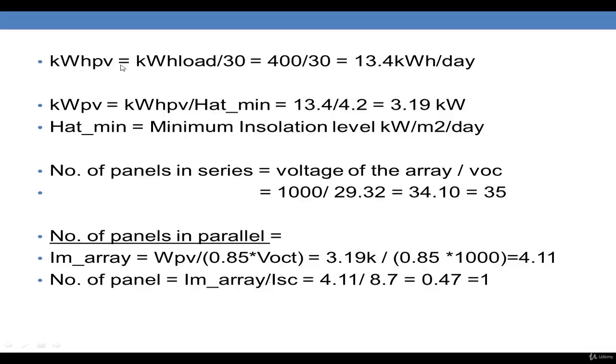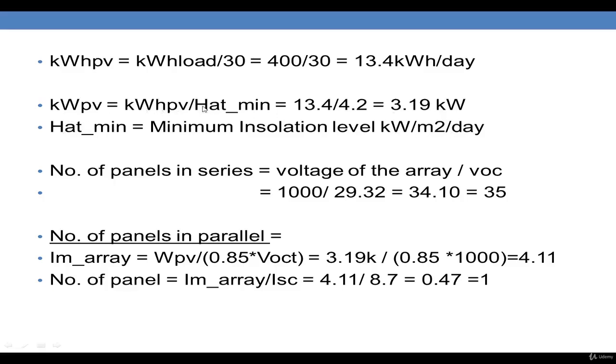So here we have the per day energy requirement from the PV system. This is 400 divided by 30, which is equal to 13.4 kilowatt hour per day, and the peak rating of the PV system is given by this equation, that is, the kilowatt PV rating divided by HAT minimum. The HAT minimum is called the minimum insolation level, which is given in kilowatt per meter square per day. This is also given in hours.